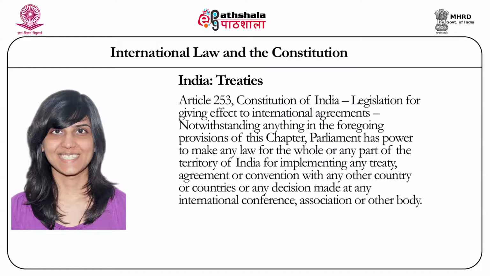Article 253 reads, "Notwithstanding anything in the foregoing provisions of this chapter, Parliament has power to make any law for the whole or any part of the territory of India for implementing any treaty, agreement, or convention with any other country or countries, or any decision made at any international conference, association, or other body."